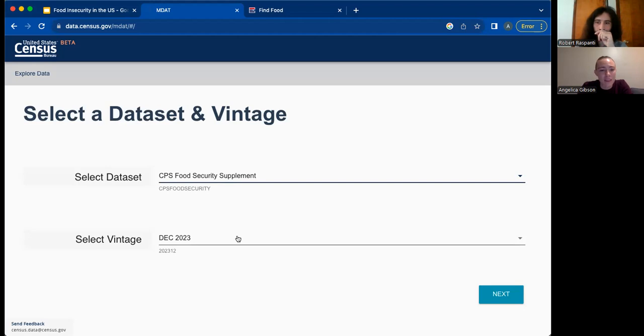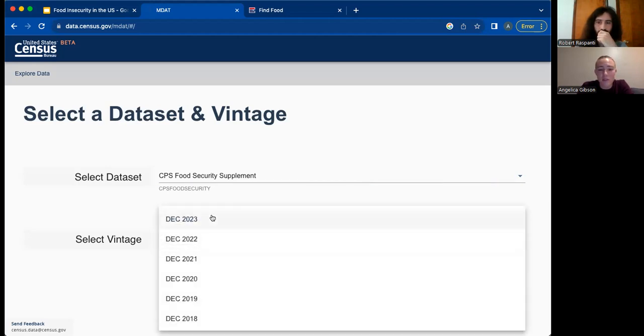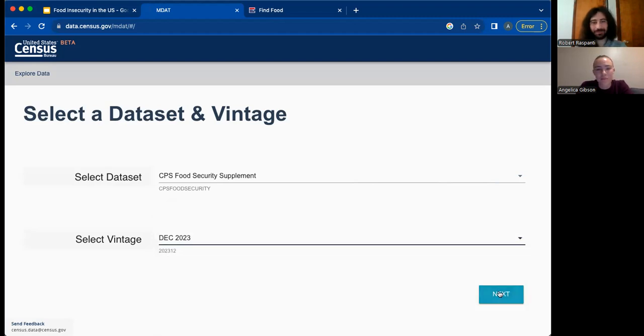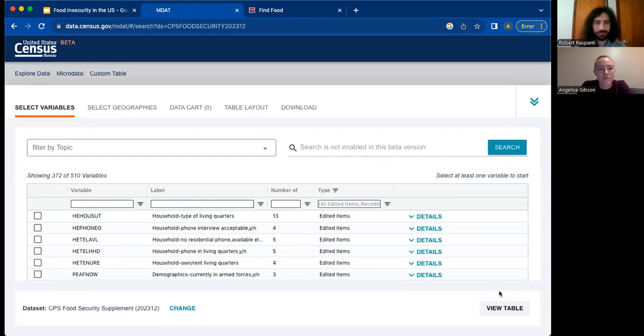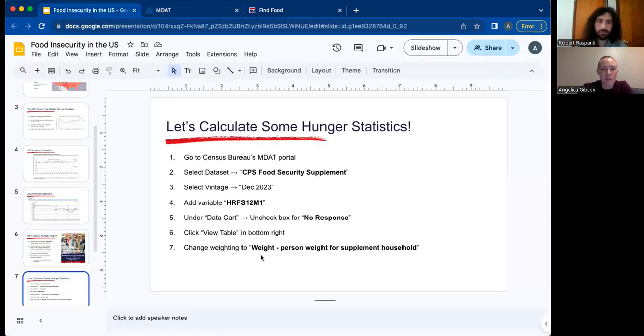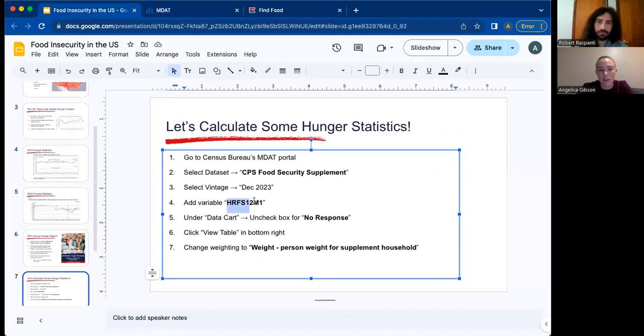And then the vintage. This is one of my favorite parts because it makes me feel like I'm selecting a fine wine. It really just tells you what year. So we want 2023, and then we'll click next. And then the variable that we want is this one right here.